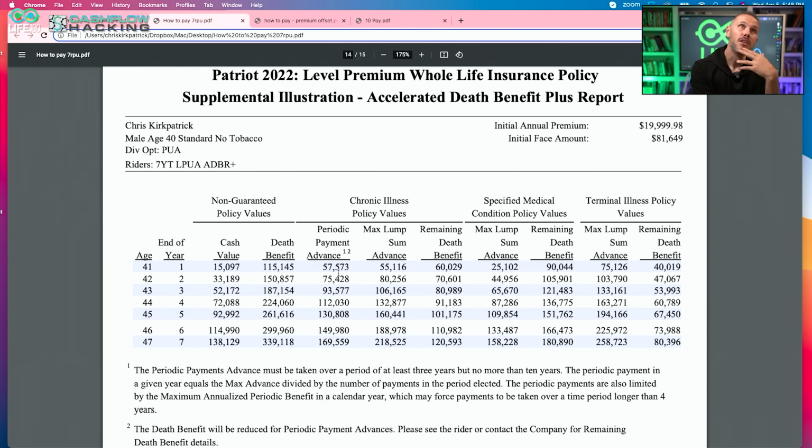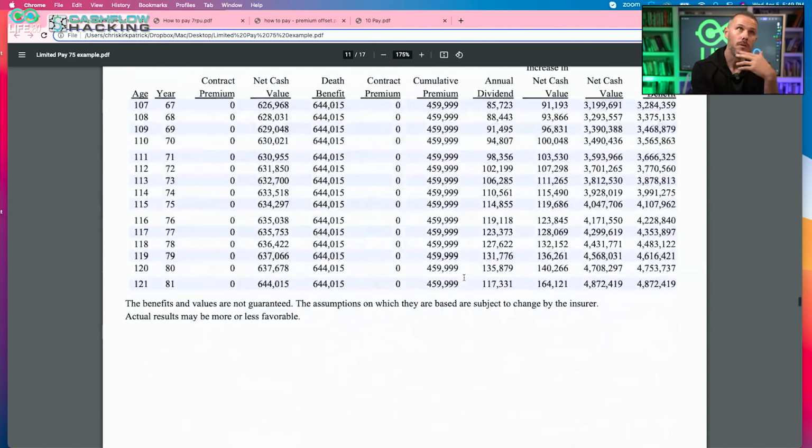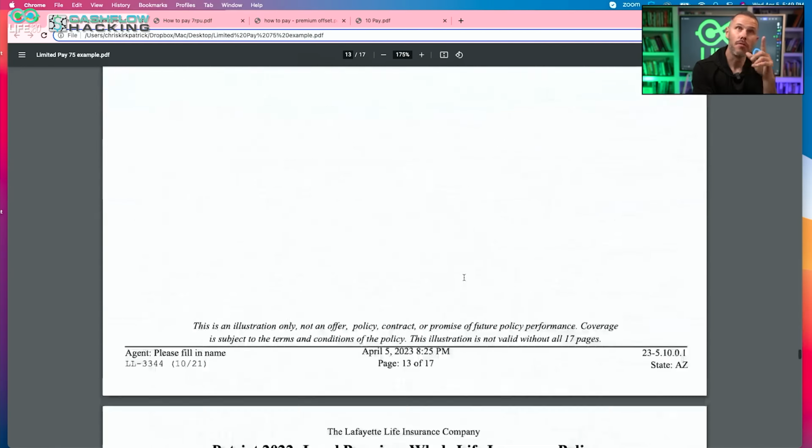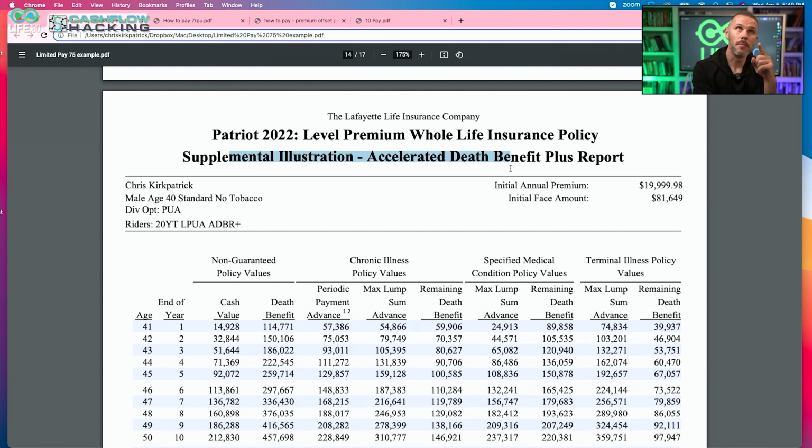And so you get advanced payments of the death benefit, and you can see they cut off at the end of year seven because you did the reduced paid up. Now, if I go over to the full pay one, this is what I want to show you. These are the same features, right? Supplemental accelerated death benefit plus report, right?